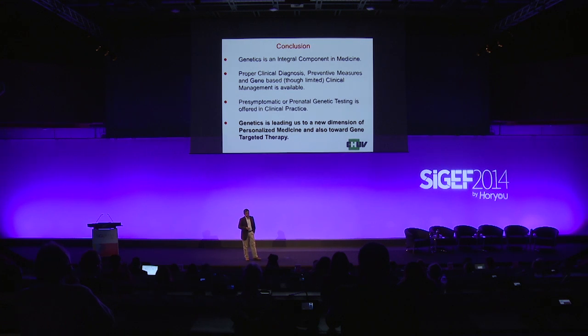So I conclude that genetics is really an integral component in medicine, because people think that genetics is completely research and has no link to the clinic. It is not true. It is an integral component. Proper clinical diagnosis, preventive measures, and gene-based clinical management are available. Pre-symptomatic or prenatal genetic testing is offered in clinical practice. But the most important thing is that genetics is leading us to a new dimension of personalized or individualized medicine, and also toward gene-targeted therapy.